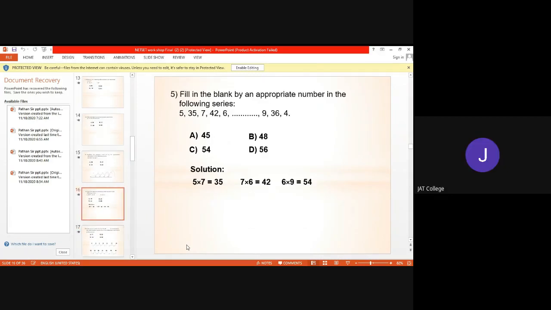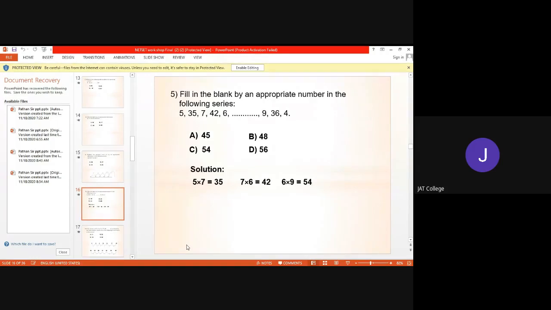Now next one, fill in the blank by an appropriate number in the following series. Look at here, 5, 35, then 7, then 42, then 6. Here simply what you have to do, you have to multiply first and third. 5 into 7, 35. 7 into 6, 42.